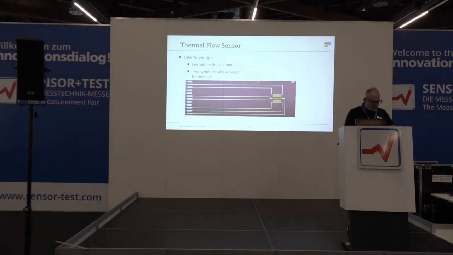Then we have the thermal flow sensor, which is a silicon-based sensor with a central heating element and two thermopile temperature sensors. It's typically symmetrically arranged, but what is important here, the sensor is not completely symmetrical. I will show you later the output of that. This heater is not symmetrically arranged on the silicon.